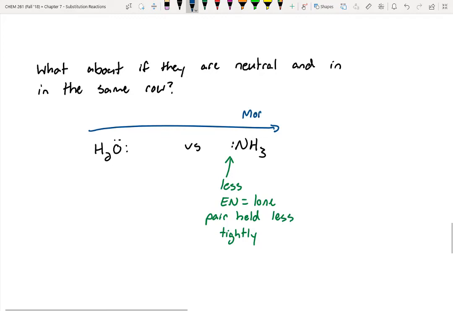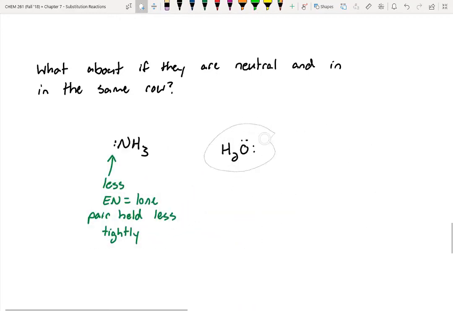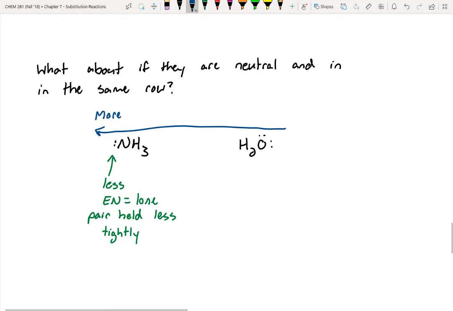So this would be more. Or do I have nitrogen in the right spot? No, I'm completely flip-flopping these. This is going to confuse me, so I'm going to take this. Sorry. These are in the same row, more in this orientation. I should have had that flip-flop before. This is what happens when I freewheel on my notes. These are more nucleophilic because they're less electronegative as we go left to right.